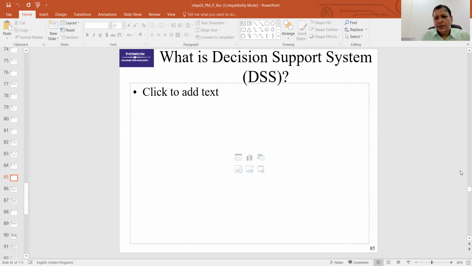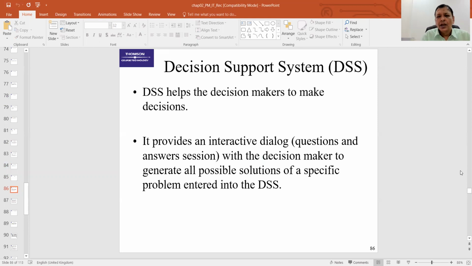The next type of information system is decision support system, DSS. So what is DSS? DSS helps decision makers of the top management, chief executives, board of directors, board of governors. So TPS, transaction processing system, is used by lower management, MIS is used by middle management, and DSS is used by top management.